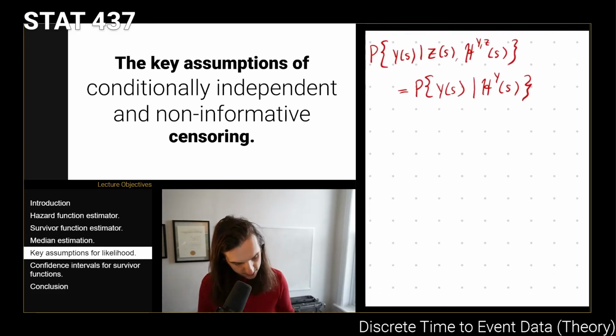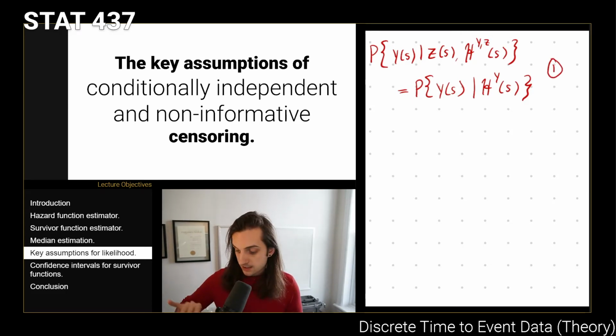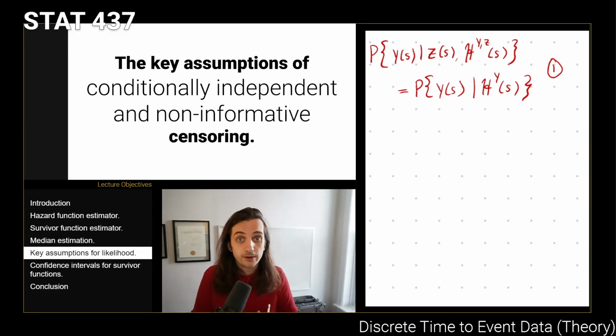Okay, so that's the first assumption, and we call this conditionally independent censoring. And based on the likelihood analysis that we're doing, conditionally independent censoring is entirely required. If we don't have conditionally independent censoring, none of what we're about to talk about works. It's going to be biased, it's not going to give you valid results. So you need to make sure that it's valid to say that things are conditionally independent based on censoring.